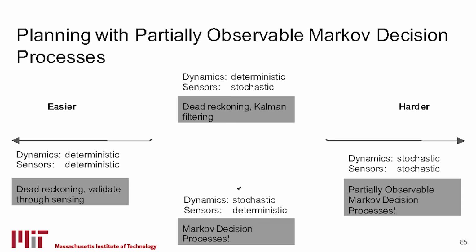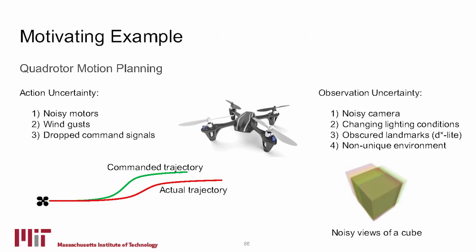It's because when we first saw this slide, our motivating example slide, we only saw the left-hand side. We said our actions are uncertain, but good news, we have a perfect sensor. We have a perfect camera. But that's unrealistic.